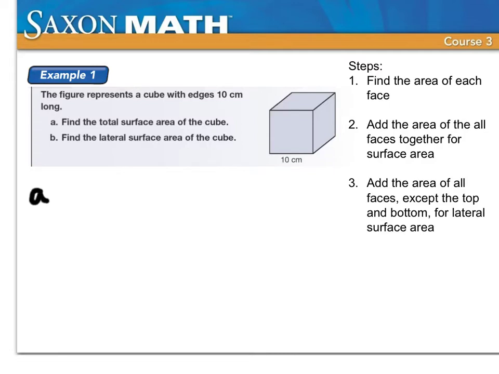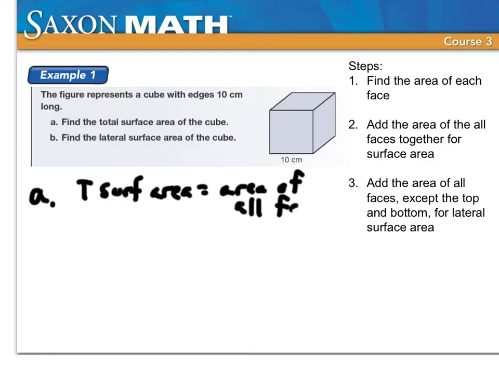Okay, part A says find the total surface area. So the total surface area is the area of all the faces. So we need to find the area of each one of the faces here. Well, a cube has 6 faces. It's got a front and a back here that you can't see. It's got a top and a bottom, and it's got a left and a right.